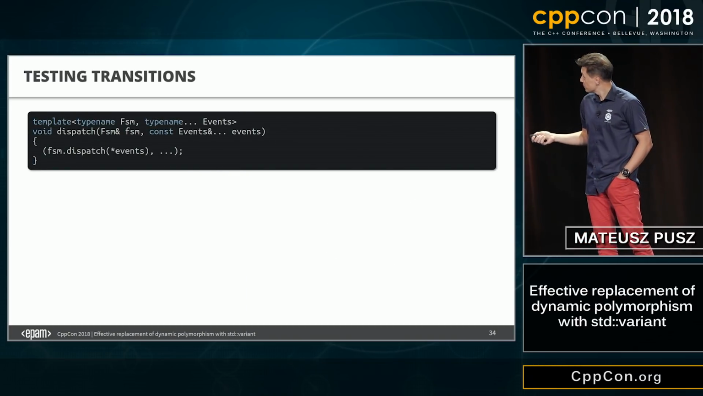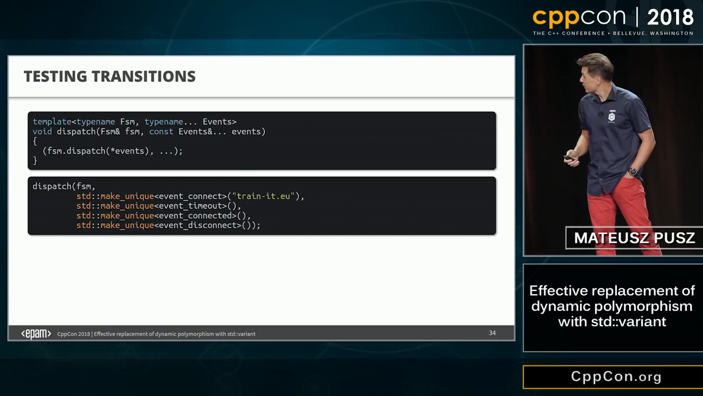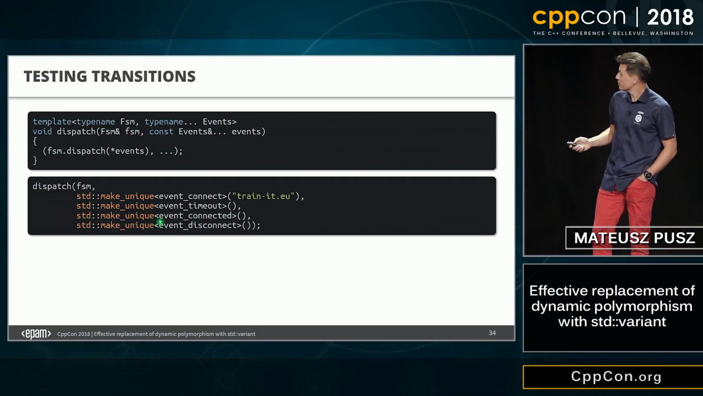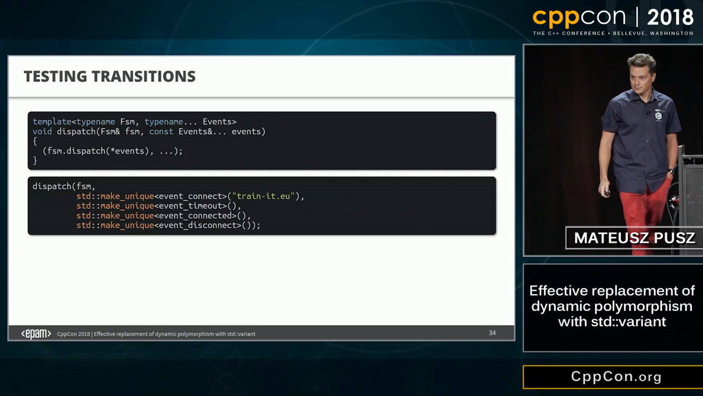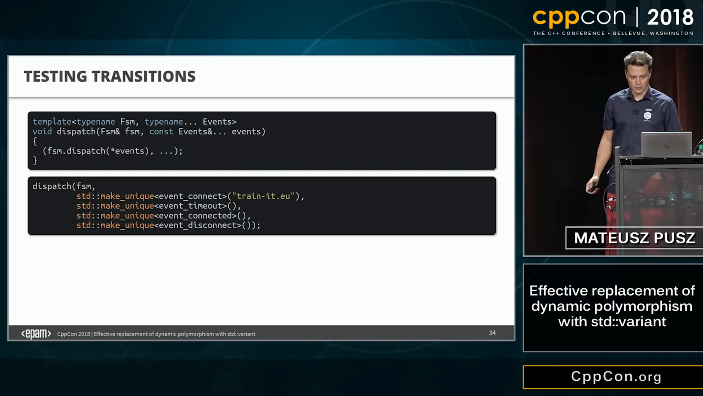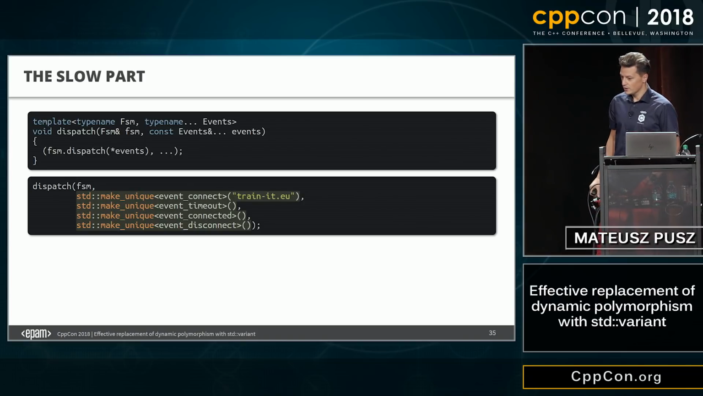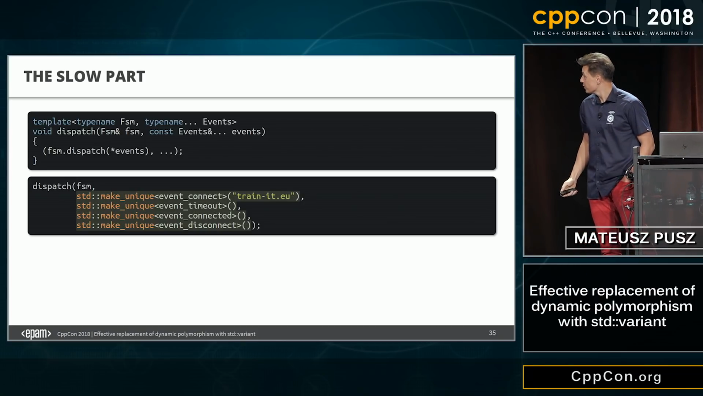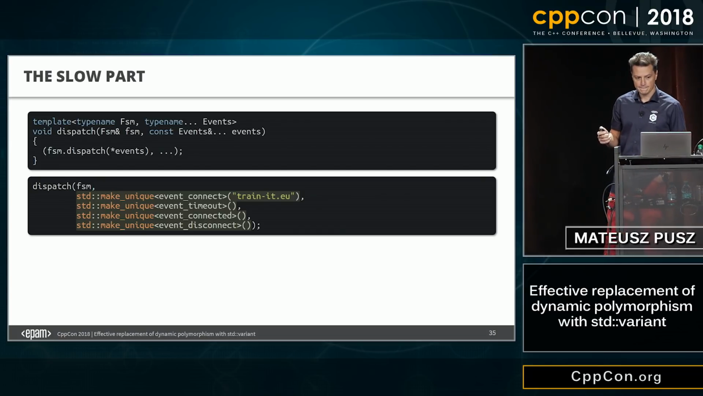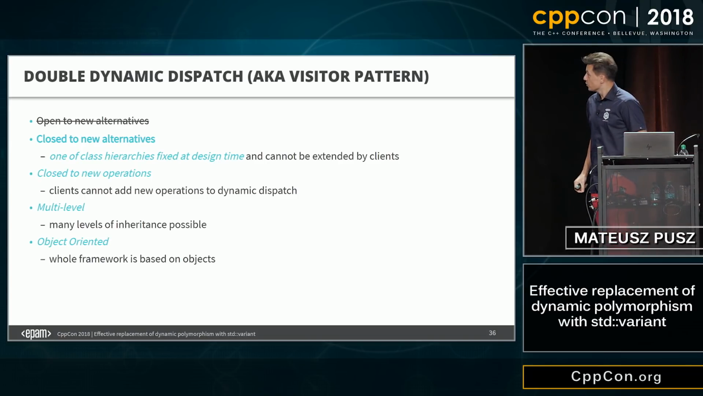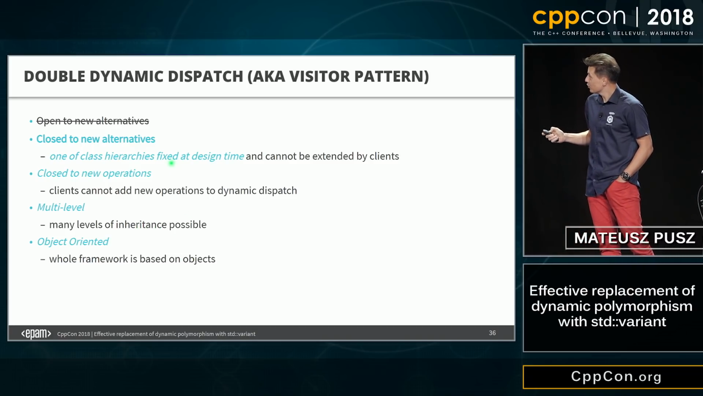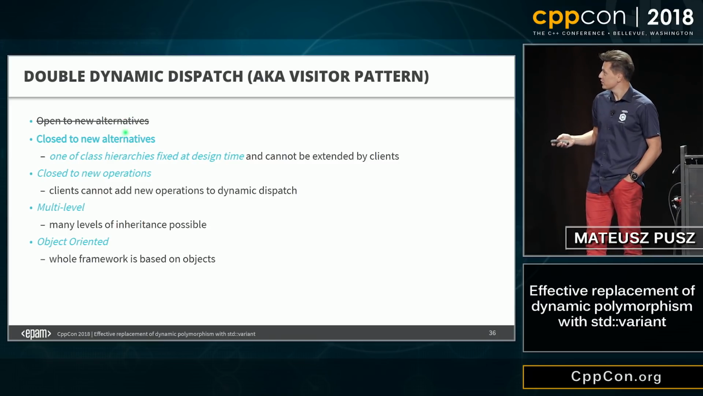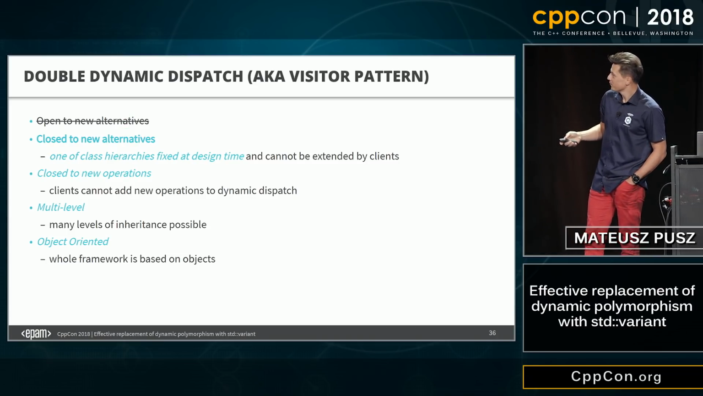For testing of transitions, we use a similar dispatch function, and this time it's important to notice that once again we have to allocate memory for events, in most of the implementations. And once again, this is another slow part in our design. So, to summarize, dynamic dispatch is pretty similar to the single dispatch, with the difference that it's not open to new alternatives.